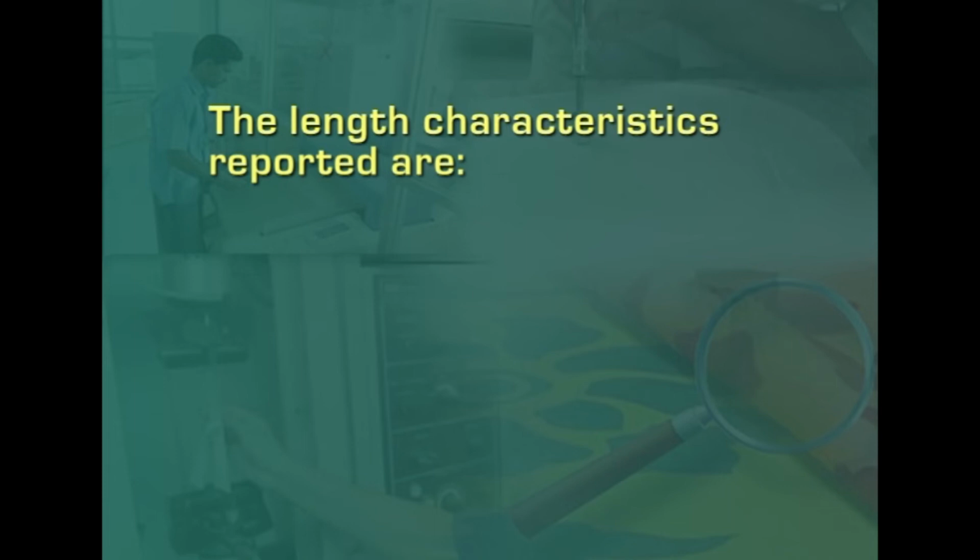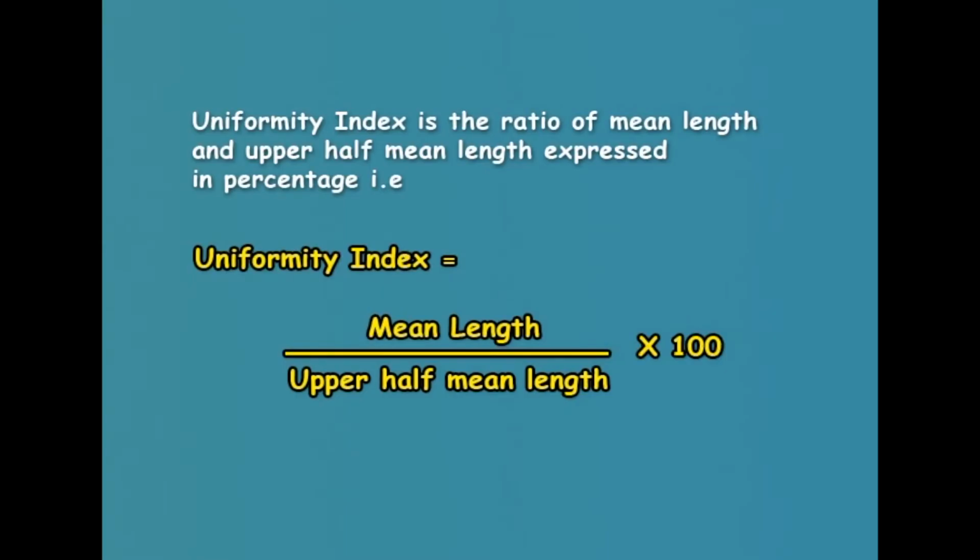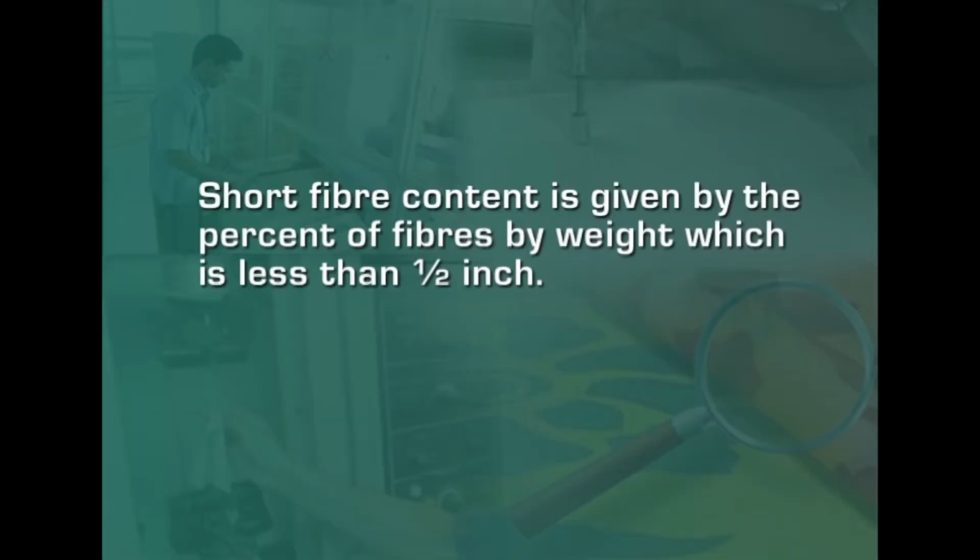The length characteristics reported are upper half mean length, uniformity index, short fiber content and also span length. Uniformity index is the ratio of mean length and upper half mean length expressed in percentage. So, the formula is uniformity index equals mean length divided by upper half mean length into 100. Short fiber content is given by the percent of fibers by weight which is less than half an inch.